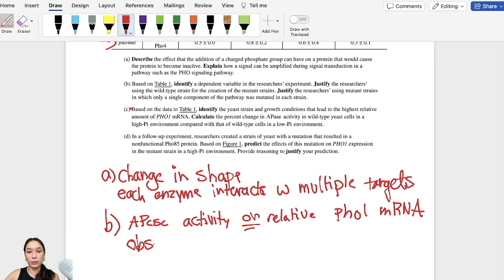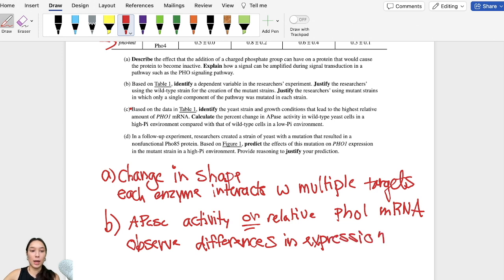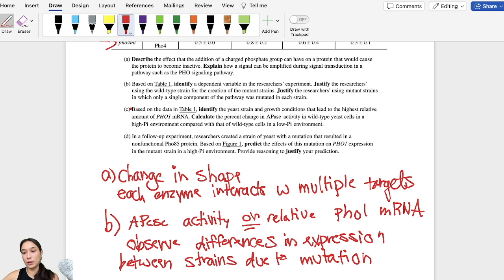So to observe differences in expression between the strains due to or as a result of the mutation. And then I would add a little extra here that just says, you know, compare to wild type for reference, or as like a standard. You always need to have these, okay?